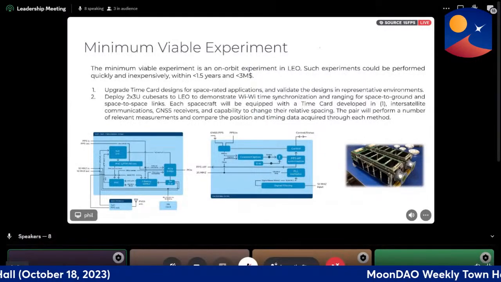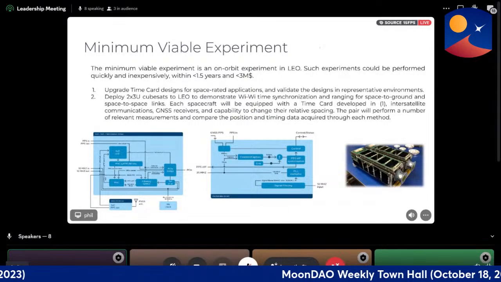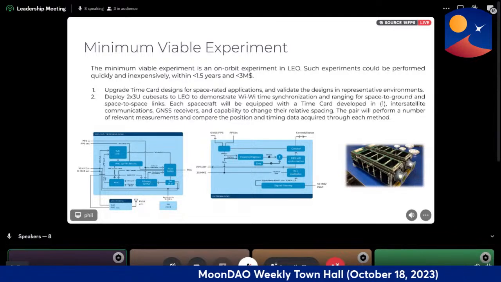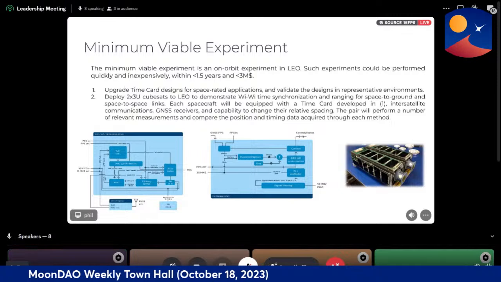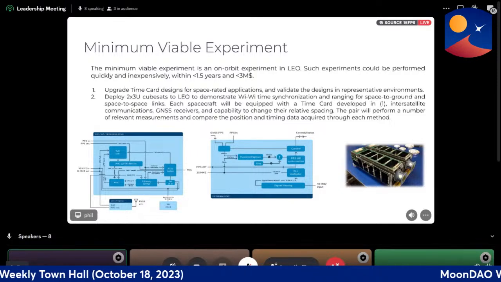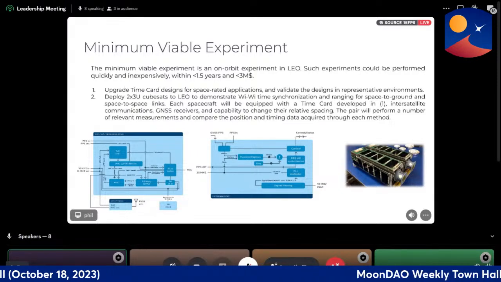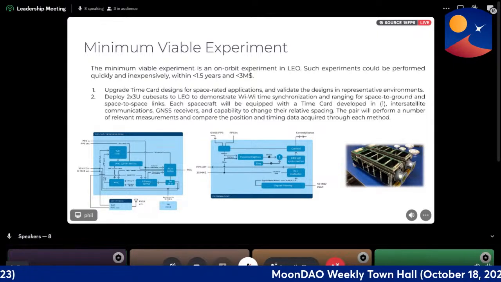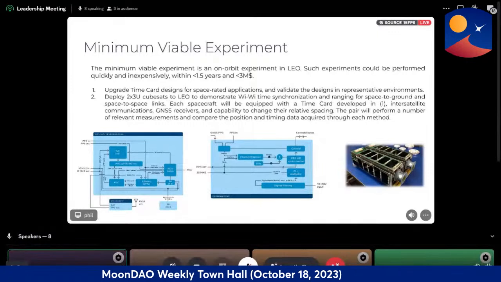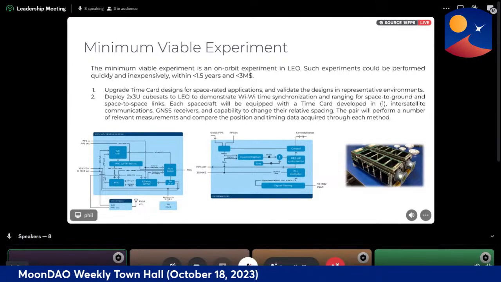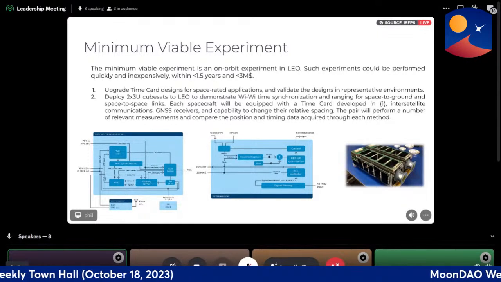I firmly believe that we can demonstrate that this works, in LEO, low Earth orbit, with just two CubeSats talking to each other. Maybe they're in different orbits, orbits that cross each other, so you can see if they can exchange timing and ranging and synchronize their clocks when they're far apart, and also when they're moving very fast relative to each other.